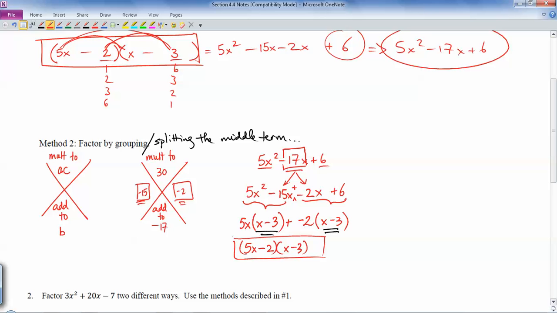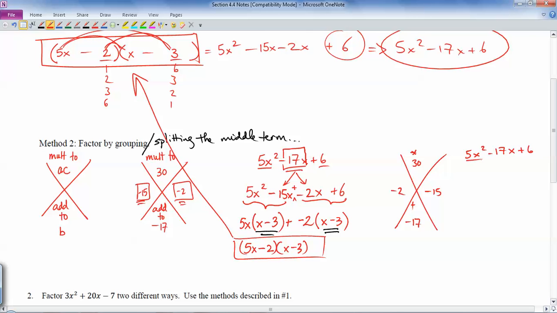And if you look at what we got, it's the same exact thing. Okay? Now let's say that you made your little chart, multiplies to 30, adds to negative 17, and you ended up putting the negative 2 here and the negative 15 there. That's actually okay. It doesn't actually change your final answer. It changes the work a little bit. So let me rewrite this. The first term and the last term stayed the same. So this is still 5x squared, and this is still 6.